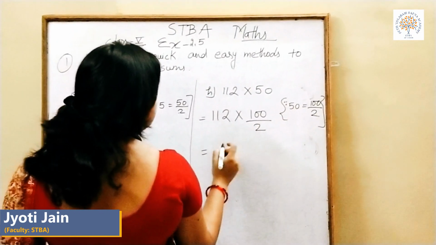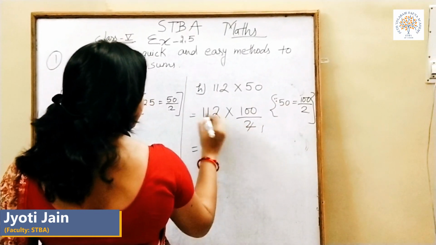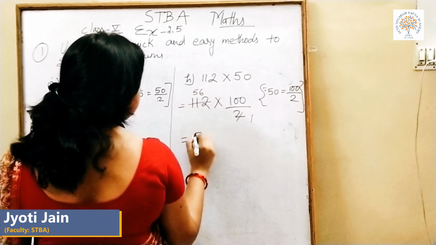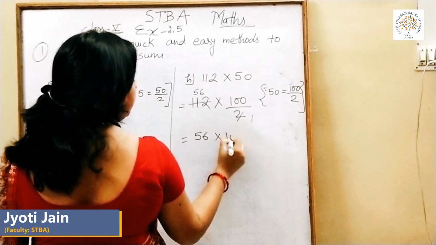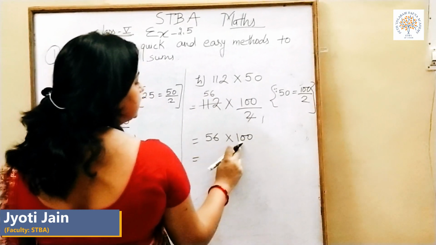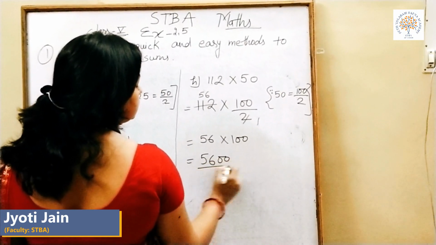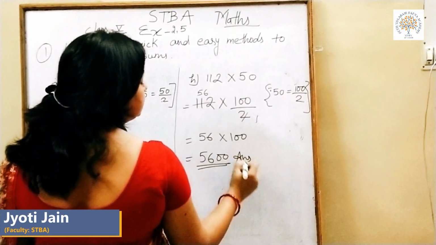So 2 ones are 2, 2 fives are 10, and 2 sixes are 12. So 56 multiplied by 100: 56 into 1 is 56, and that will be followed by 2 zeros. So the answer is 5600.